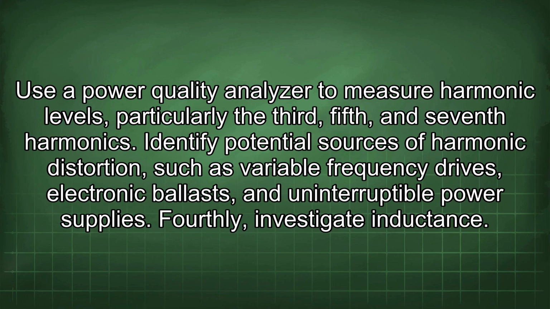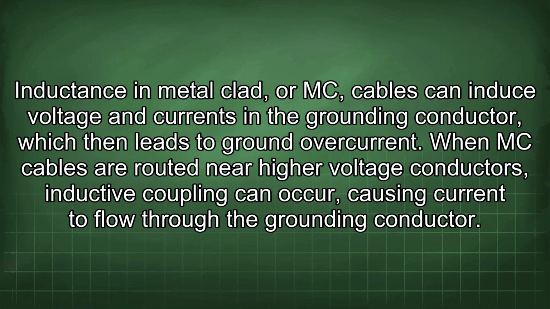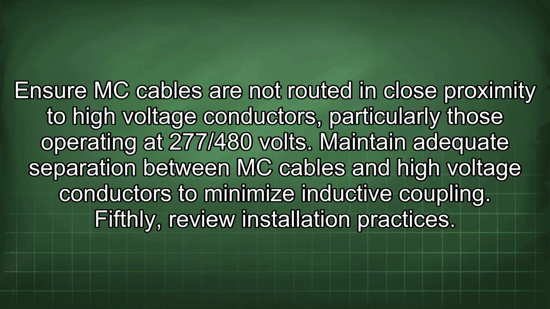Fourthly, investigate inductance. Inductance in metal-clad, or MC, cables can induce voltage and currents in the grounding conductor, which then leads to ground overcurrent. When MC cables are routed near higher voltage conductors, inductive coupling can occur, causing current to flow through the grounding conductor. Ensure MC cables are not routed in close proximity to high voltage conductors, particularly those operating at 277/480 volts. Maintain adequate separation between MC cables and high voltage conductors to minimize inductive coupling.